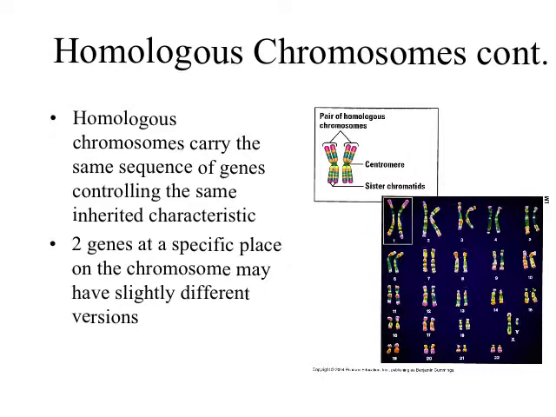Now, two genes at a specific place on the chromosome may be slightly different versions, like I say. So, for example, my kids have a blue-eyed gene from me and a brown-eyed gene from their father. So we've got slightly different versions of those genes, but they are on the same homologous chromosomes as each other.